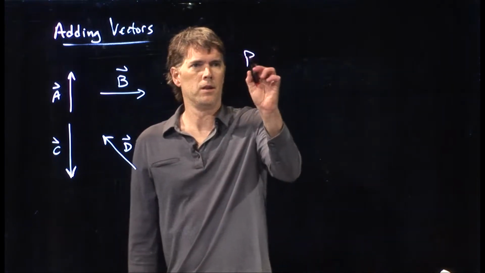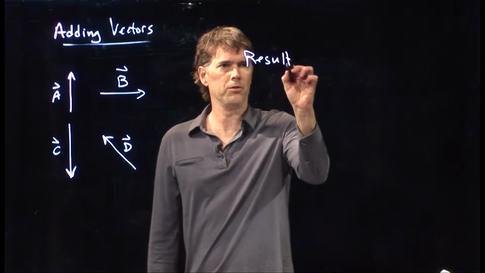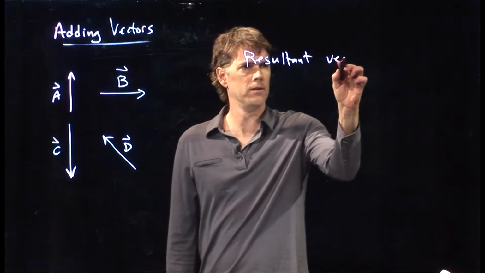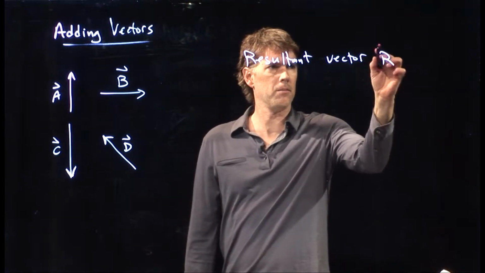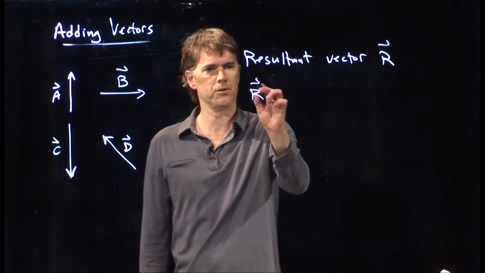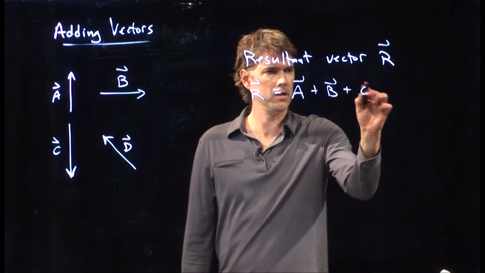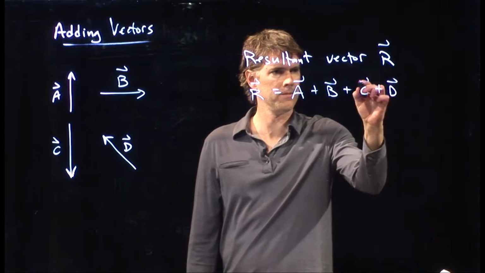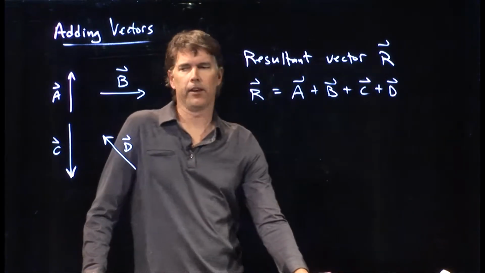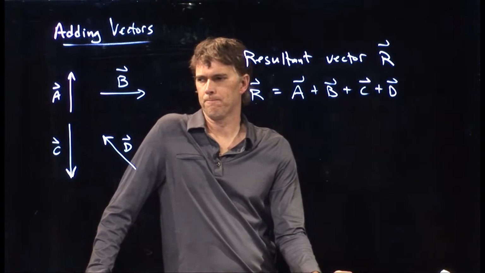Well, let's write down the resultant vector R, which is the sum of those things. R is equal to A plus B plus C plus D. And now let's think about how to do this graphically.